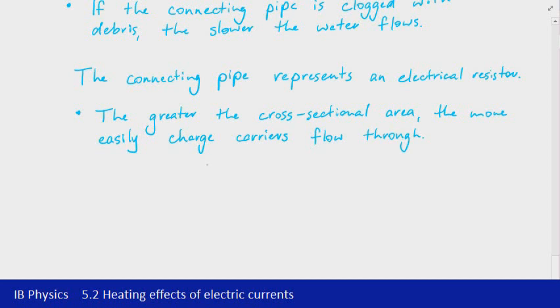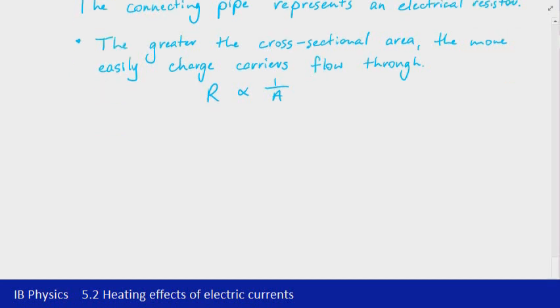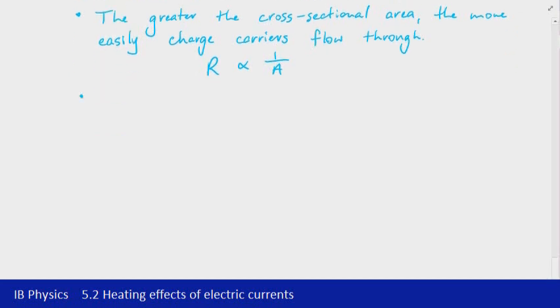So the relationship that we can identify there is that resistance is inversely proportional to the area. So as area increases, it becomes easier for charges to flow through, and so R is inversely proportional to area. The second one is about the length, and in this case it's more about thinking of how much matter the charge carriers have to move through.